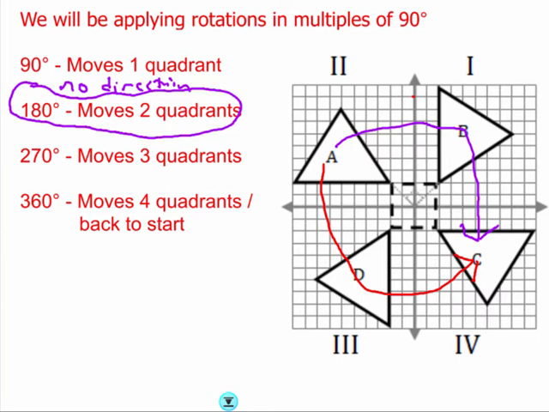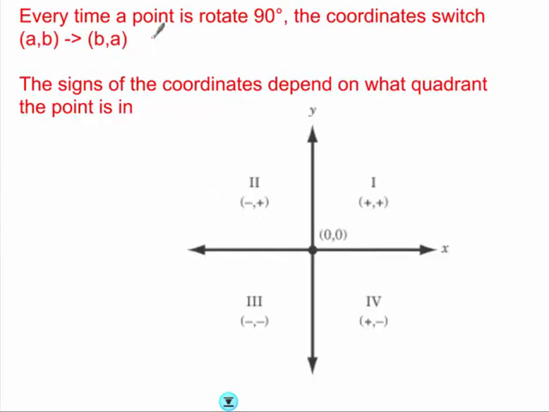Okay, so how do we do this with points? Well, every time a point is rotated 90 degrees, the coordinates are going to switch from (a, b) to (b, a). They're just going to switch places. And the signs, positive or negative, of the coordinates depend on what quadrant the point is in. So if we're in quadrant 1, they're both positive. If we're in quadrant 2, the x is negative and the y is positive. If we're in quadrant 3, they're both negative. And if we're in quadrant 4, the x is positive and the y is negative.